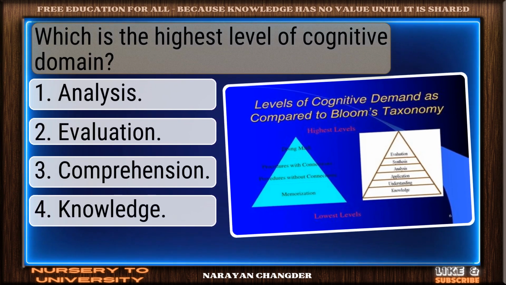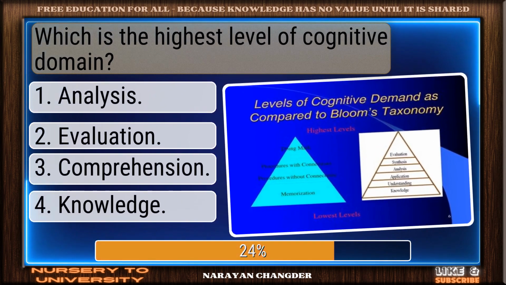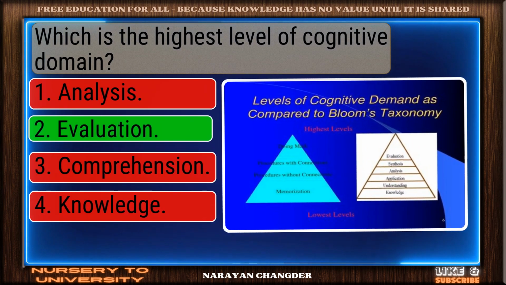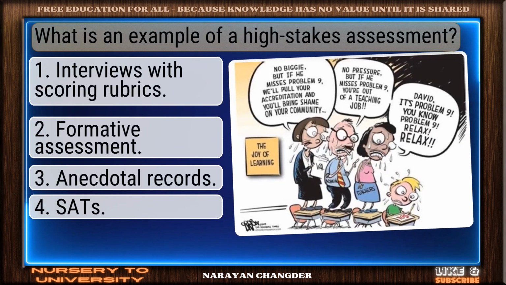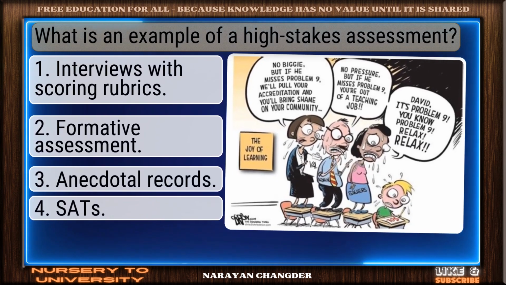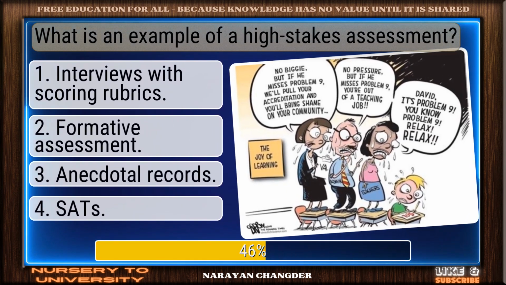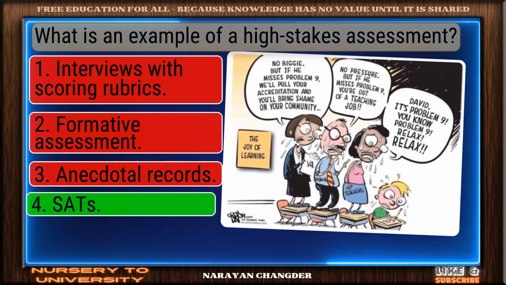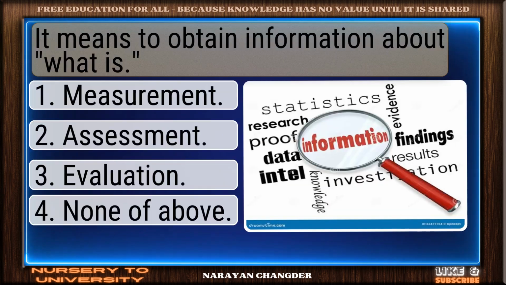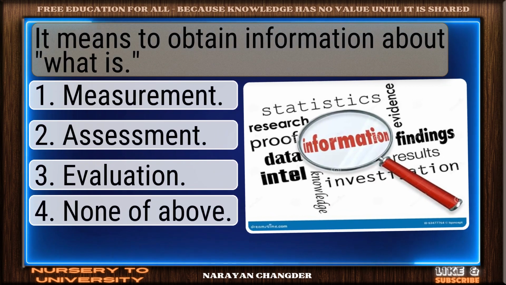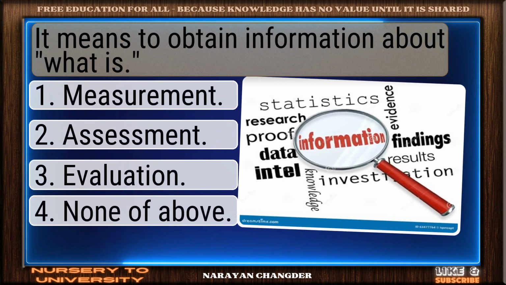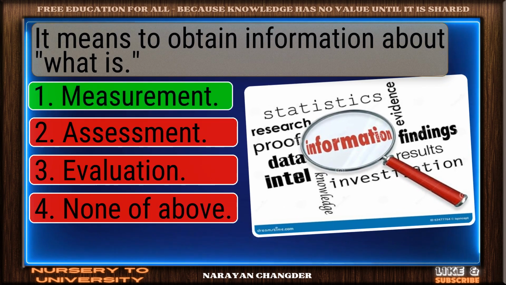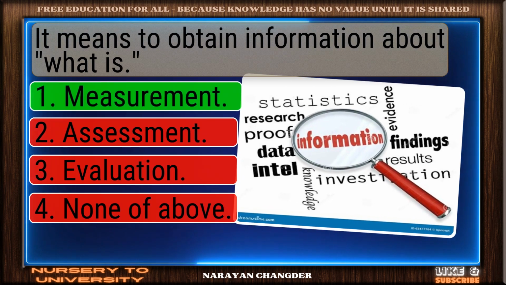Which is the highest level of cognitive domain? Excellent. Evaluation is a brilliant choice. What is an example of a high-stakes assessment? You're right. SATs is the correct answer. It means to obtain information about what? Smart move. Measurement is an accurate answer.